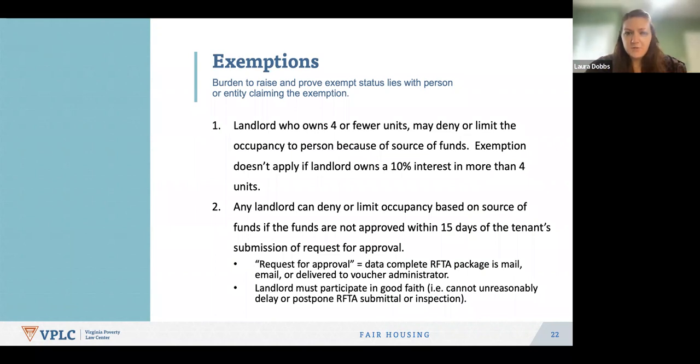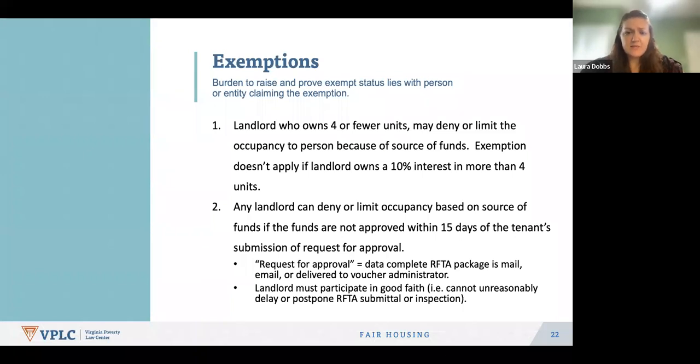It applies to landlords who own 4 or fewer units. They can deny or limit the occupancy of a person because of source of funds. Now, it does not apply if the landlord owns a 10% interest in more than 4 units. So this is just making sure that if you have a company that has a little bit of interest in a whole bunch of different apartment complexes, they're not allowed to try to escape under this exemption here. It's really meant to protect small mom and pop landlords.